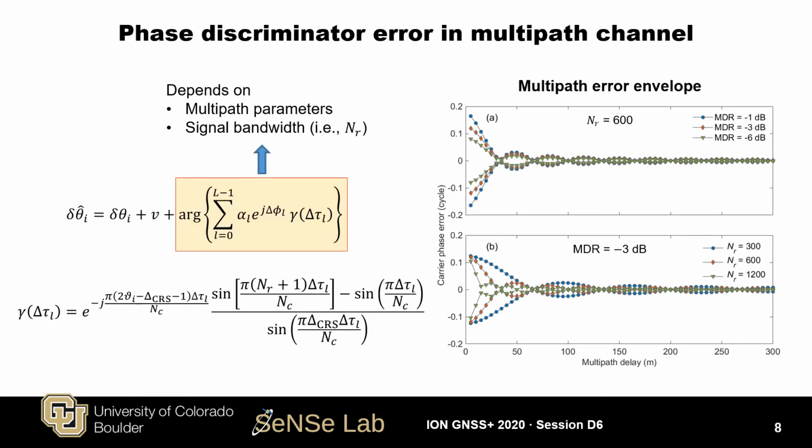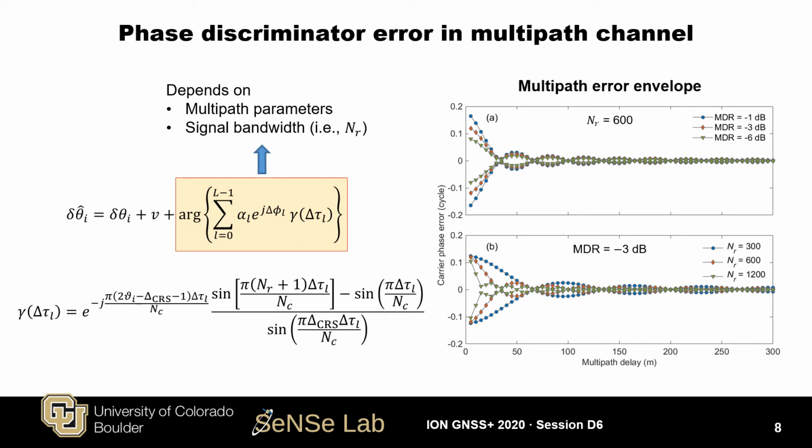In this slide, the analytical expression of the multipath-induced carrier phase error is provided in the yellow shaded frame. This error depends on not only the multipath parameters, but also the signal bandwidth. We use the common metric, the multipath error envelope, to quantitatively evaluate the carrier phase error and show it on the right. We assume a noise-free condition and a two-path channel. We then calculate the maximum and minimal biases in the carrier phase discriminator output for a specific multipath delay.